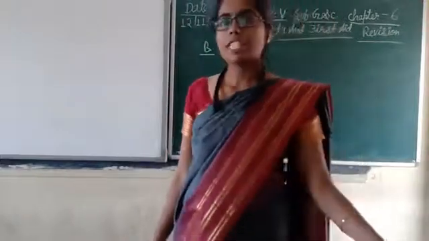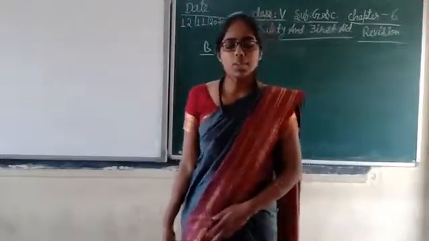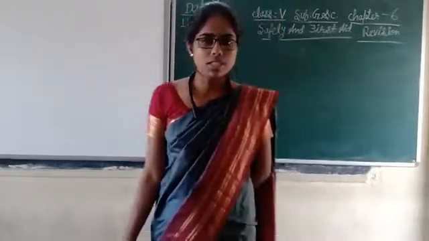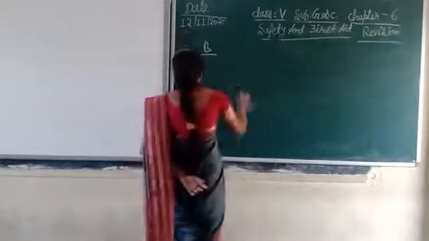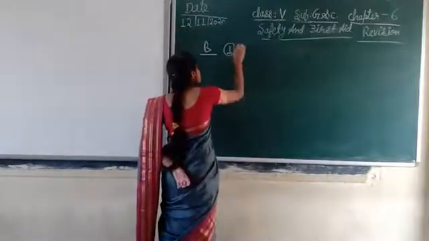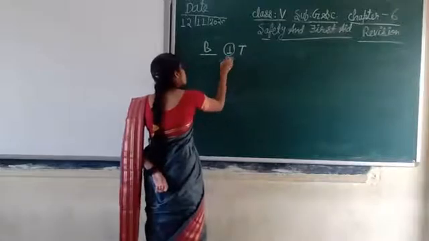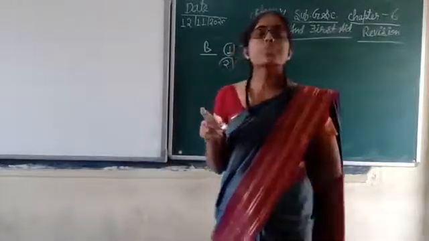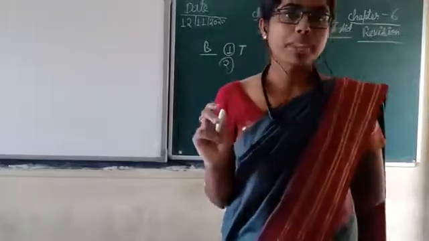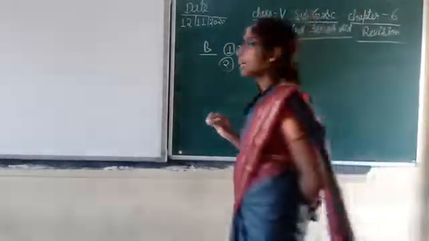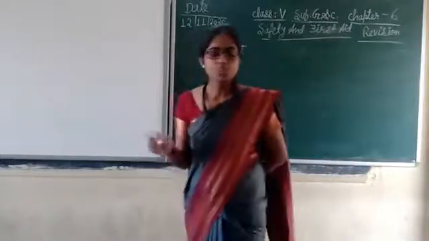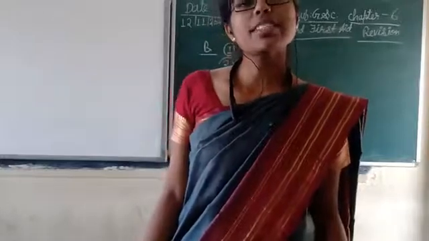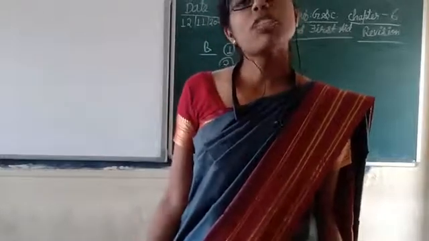So the first question: cross the road at the zebra crossing. This is correct, so we will write T. This statement is true, so we will write T for this. Now let's do question number 2. First, what is the first answer? Cross the road at the zebra crossing. This is true. So what do we need to write?